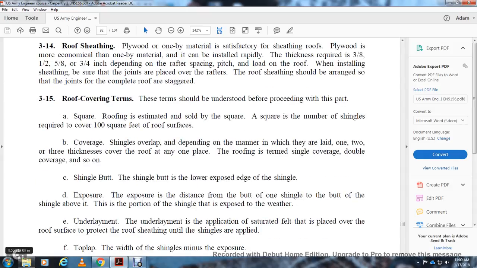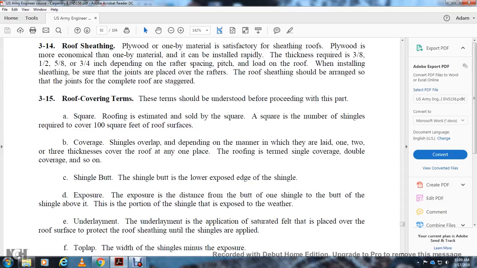Roof covering terms. The terms should be understood before proceeding. The roofing is estimated by the square. The square is the number of shingles required to cover 100 square feet of the roof's surface. Coverage. The shingles overlap depending on the manner in which they are laid, one or two of the three thicknesses will cover the roof at one place, determining single coverage, double coverage, and so on. Shingle butt. The shingle butt is the lower exposed edge of the shingle. Exposure. The exposed distance from the butt of one shingle to the butt of the other shingle above it. The portion of the shingle is exposed to the weather.